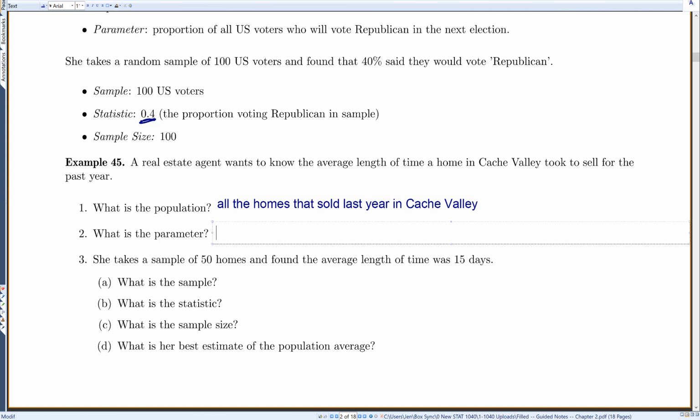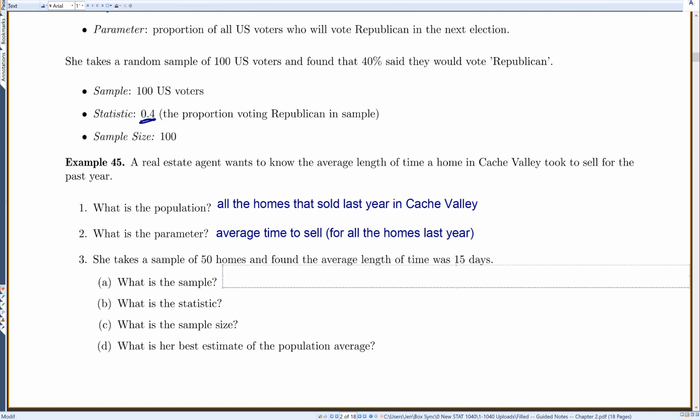The parameter would be, well, let's see, she wants to know about the average. So it would be the average time to sell for all the homes last year, but we don't know what the actual average is because she doesn't have data on it. But she did take a sample of 50 homes and she found that the average length of time was 15 days. So what is the sample? The sample is the 50 homes that she collected data on.